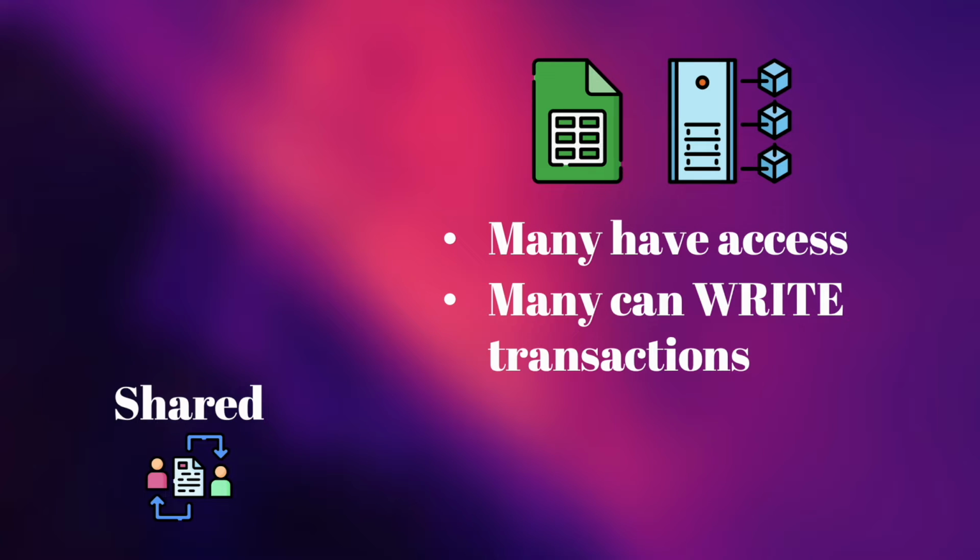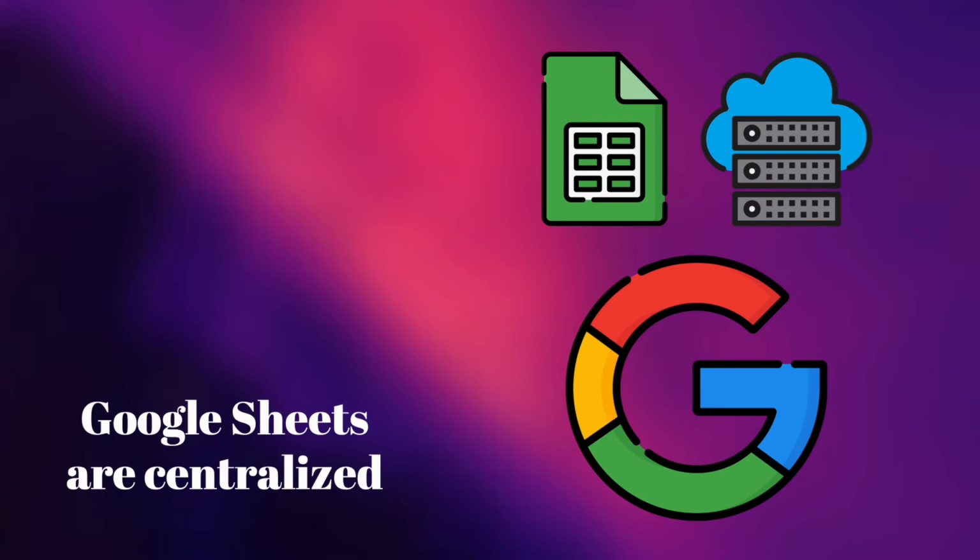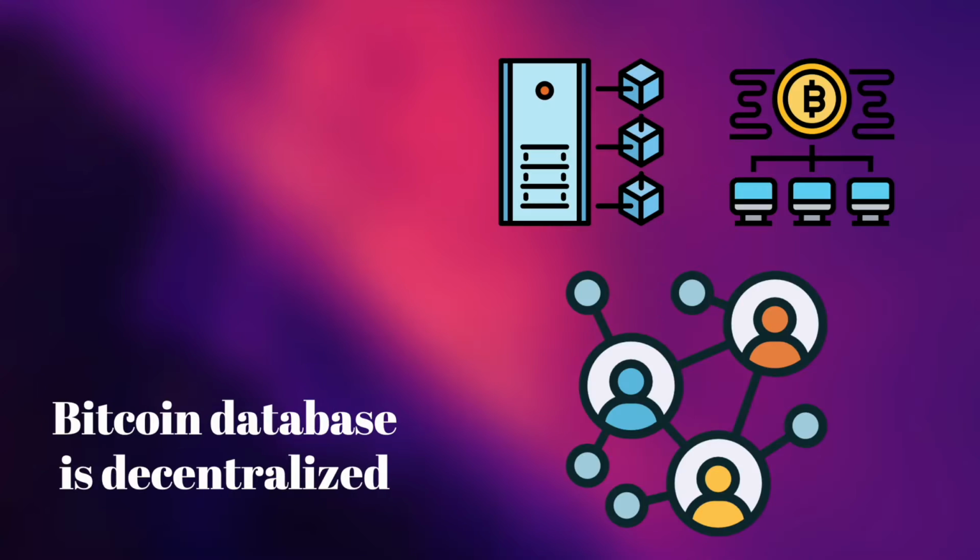Start with shared. Now, we've had shared databases for a long time. Just think of a standard Google Sheet. Many people have access to it. Many can write entries or transactions to it. However, those sheets reside on Google's servers. Google owns both the sheets and the servers. We merely access the sheets. That would make Google Sheets quite centralized.